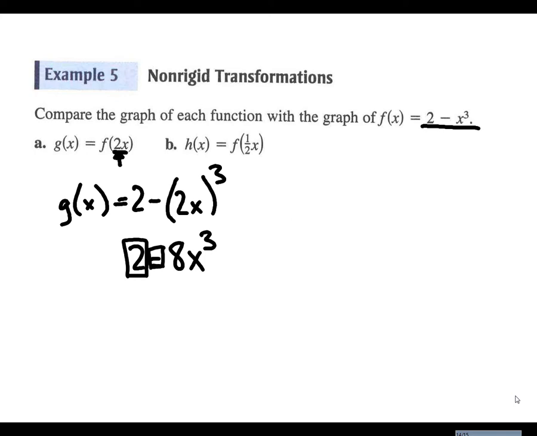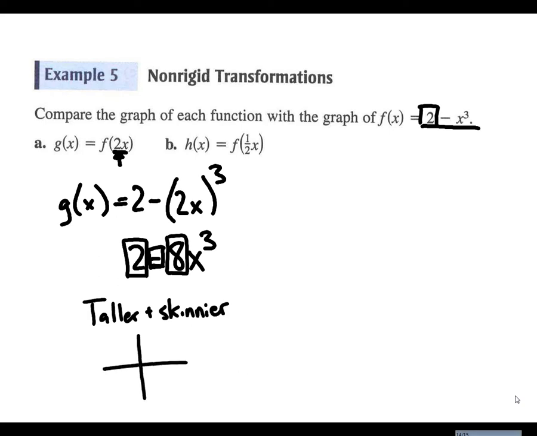However, the stretch factor is much bigger. The 8 is bigger than the original 2. So this is going to be a taller and skinnier graph than the original. If the x cubed graph originally looked like that, it would still hit this same point, but would be much taller and skinnier. It's being stretched vertically.